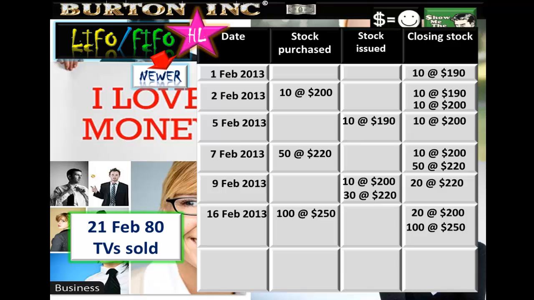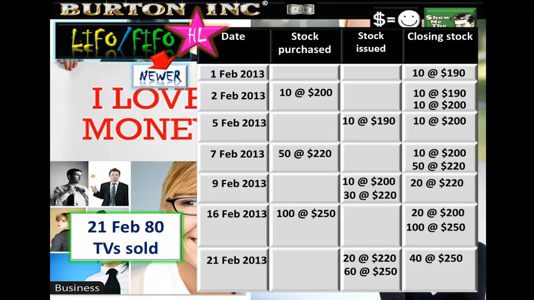21st of February, 80 TVs are sold. And remember, FIFO, we want to leave ourselves with our newest stock. So if we have a look there at the closing stock as at 16th of February, we know that we want to get rid of our $200 TVs. These were the ones that came in first. So if we're selling 80, we're doing so with 20 from our $200 stocks and another 60 from our $250 stock, which will leave us with 40 TVs at 250.